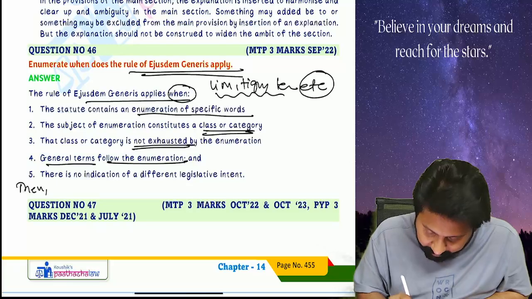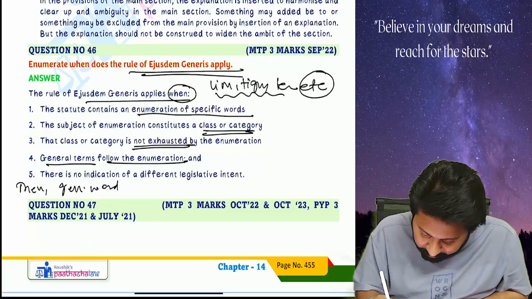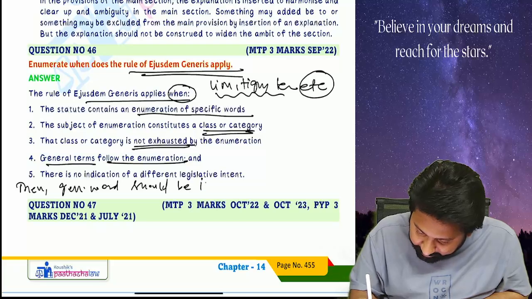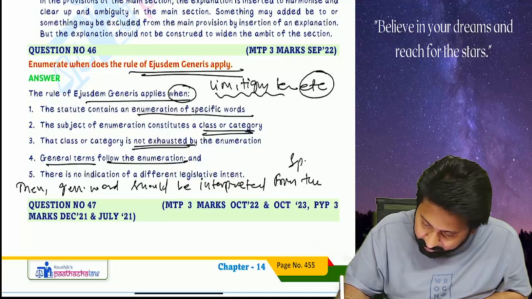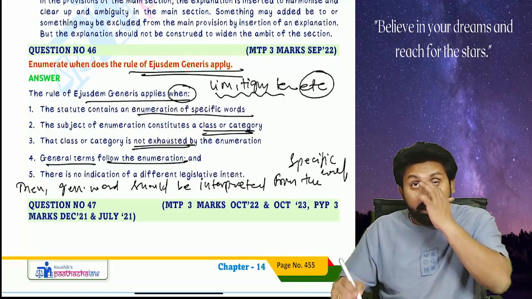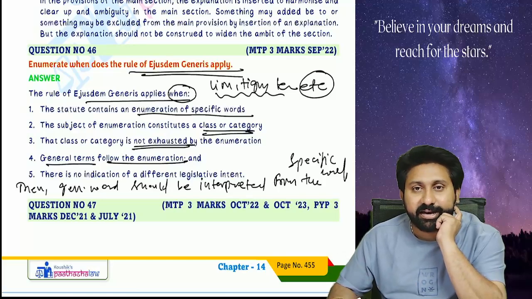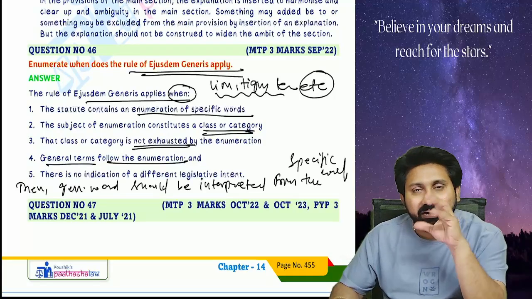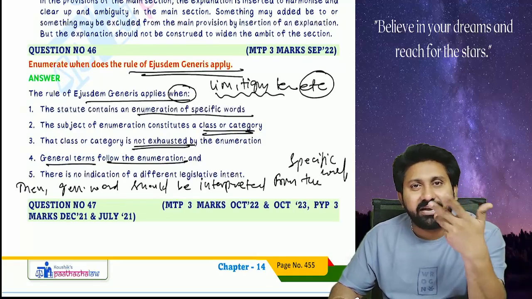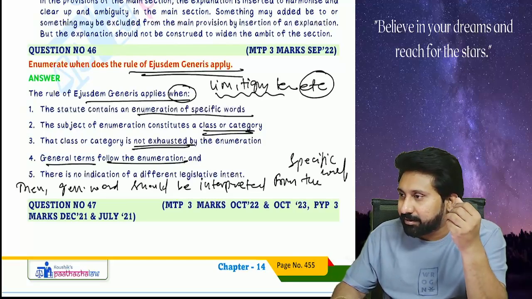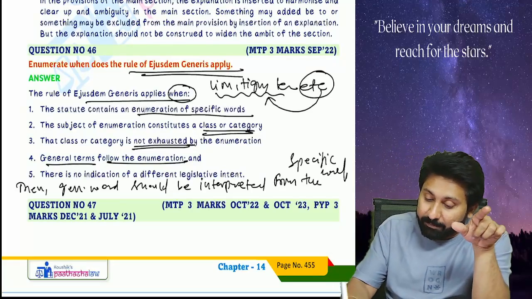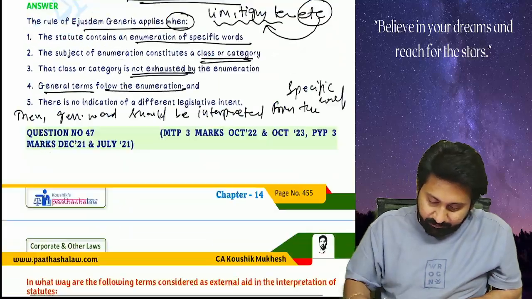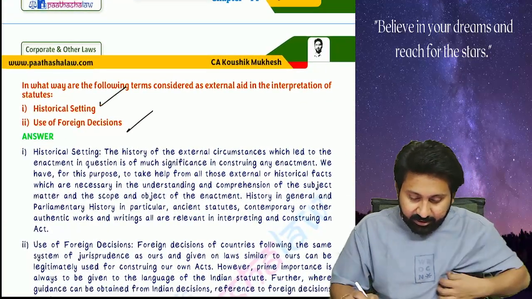Then, the general word should be interpreted from the specific words. I have a fear towards lion, tiger, leopard, etc. Or lion, tiger, leopard, so on, etc. will be meant to say what? Lion, tiger, leopard, mosquitoes, flies, okay, hen? No. The word etc. should take the meaning from the previous specific words. That's the meaning. Next. Historical setting, use of foreign decisions.